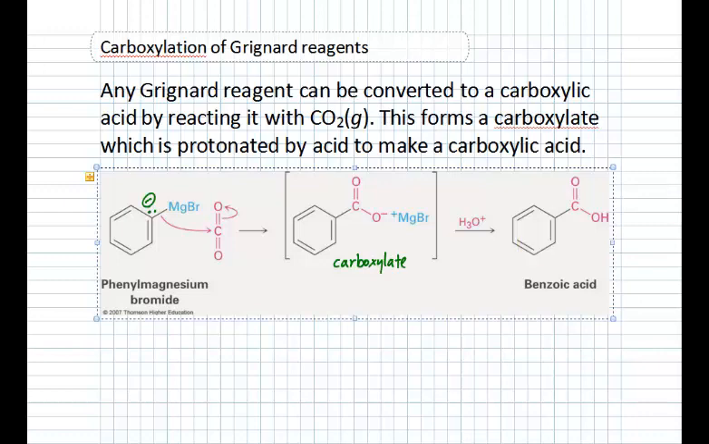So I can just show you how this would be useful in one type of synthesis. Here's our starting material, right? Cyclohexene. Through a number of steps, we can convert that to 2-hydroxy cyclohexane carboxylic acid.